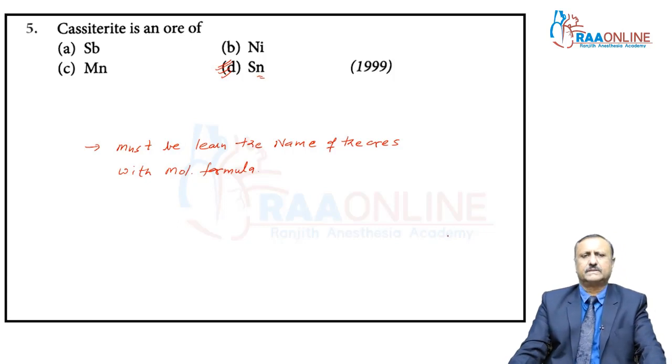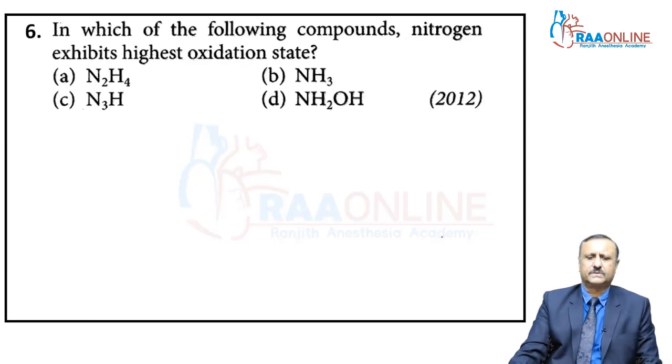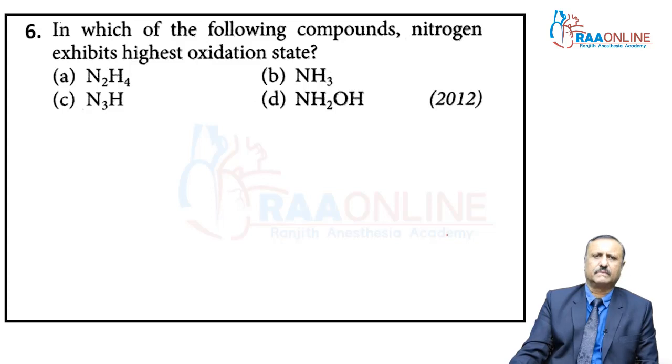Now my dear students, we go to question number 6: in which of the following compounds does nitrogen exhibit the highest oxidation state? Here we start the questions of P block elements. This question was asked in NEET 2012. First of all, you determine the oxidation state.